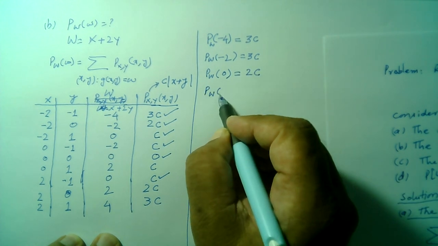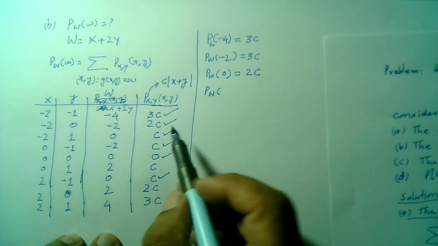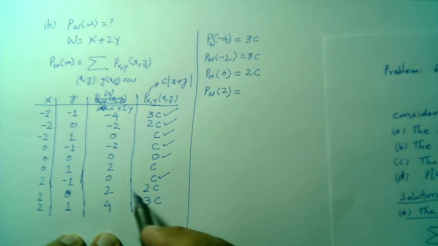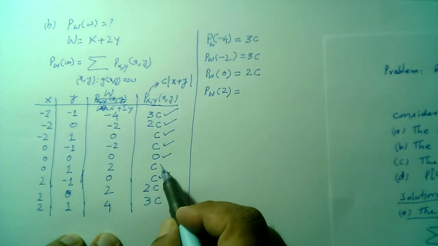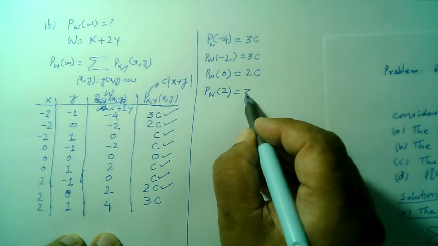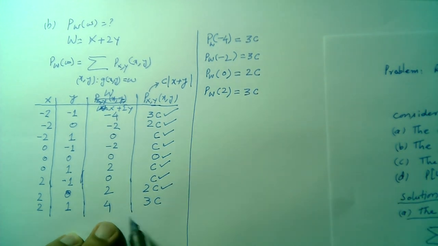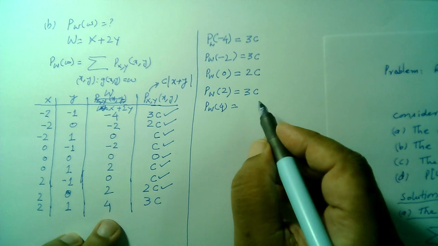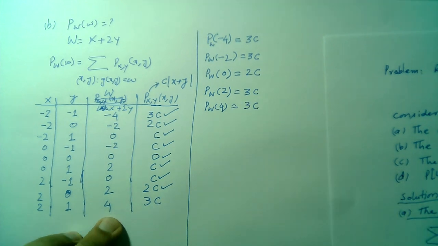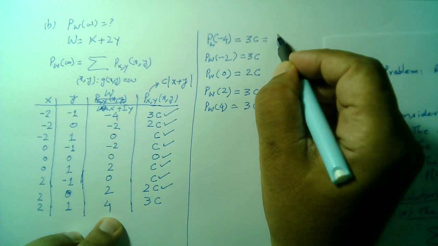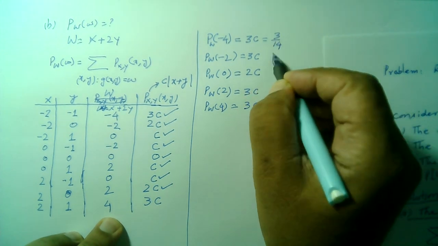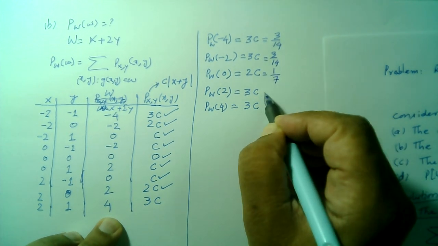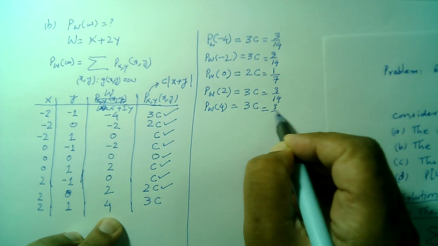The probability that w takes on 2: it occurs twice, once here and once here. This is c plus 2c, so that should be 3c, right? And we're left with only the value 4 now. The probability that w is 4 is given by 3c. So c is equal to 1 over 14, sorry. So this is 3 over 14, 3 over 14. This is 2 over 14, which means 1 over 7. This is 3 over 14, and this is 3 over 14.